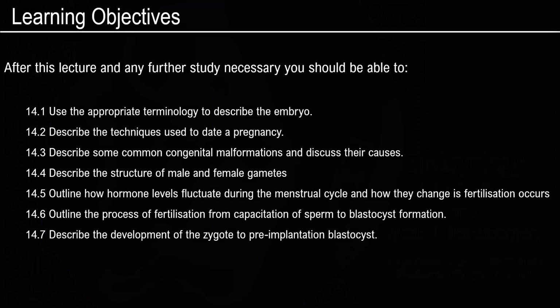After this video and any necessary further study, you should be able to use appropriate terminology to describe the embryo. Describe the techniques used to date a pregnancy. Describe some of the congenital malformations and discuss their causes. Describe the structure of male and female gametes. Outline how hormone levels fluctuate during the menstrual cycle and how they change if fertilization occurs. Outline the process of fertilization from the capacitation of sperm to blastocyst formation. Describe the development of the embryo, from the zygote to the pre-implantation blastocyst.